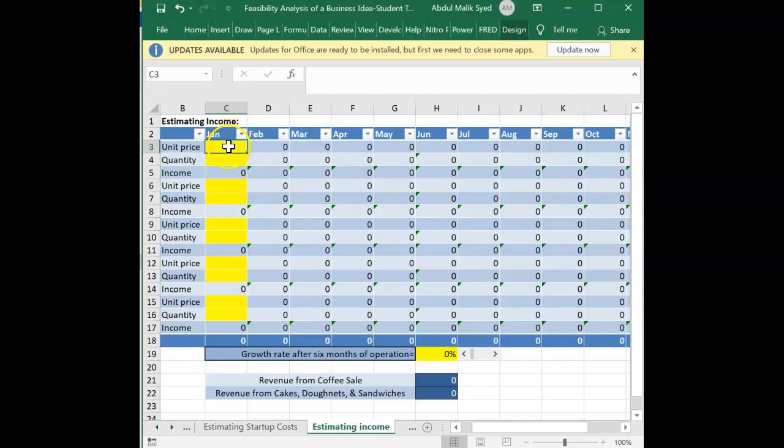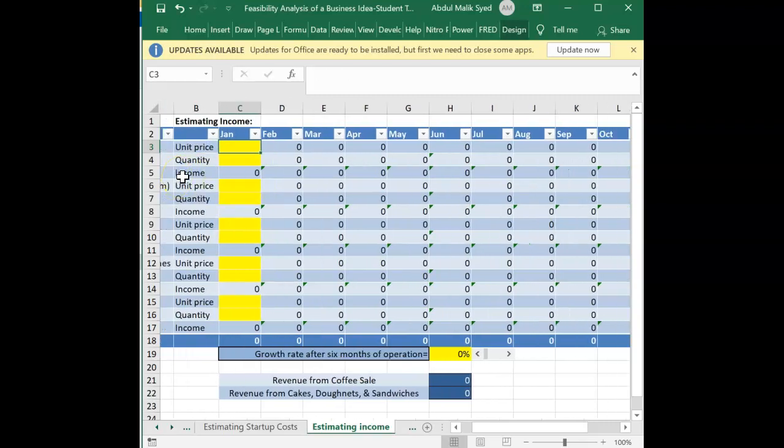You use just the yellow boxes here and fill those yellow boxes, and depending on what the response will be after the 6 months, you can increase it. I will just show you. Suppose we talk about the unit price and the income.